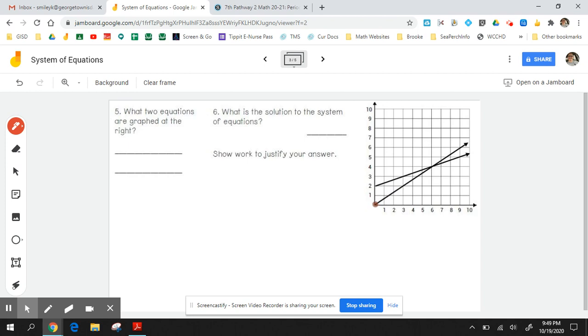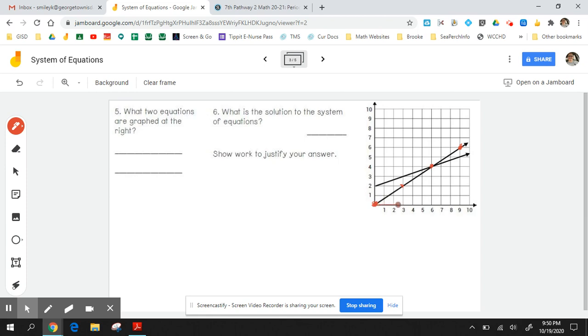I'm going to look at this bottom line first, because I notice it goes through 0, 0. And then let's look at the next good intersecting point. So maybe it's 3, 2. Another good intersecting point right here is 6, 4. And the last one up here, 9, 6. All right, so let's take a look.